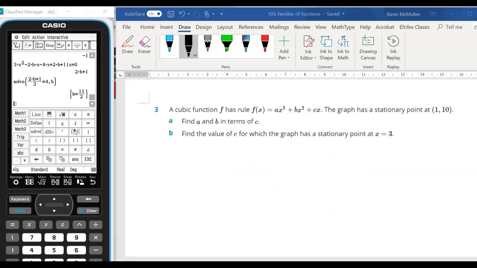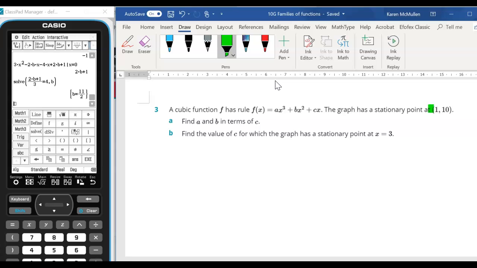All right, moving on to question 3. So a cubic function has the rule f of x equals ax cubed plus bx squared plus cx. The graph has a stationary point at (1, 11). So this point (1, 11) is extremely important. So even though it's just 1 point, we can actually get 2 equations from it.